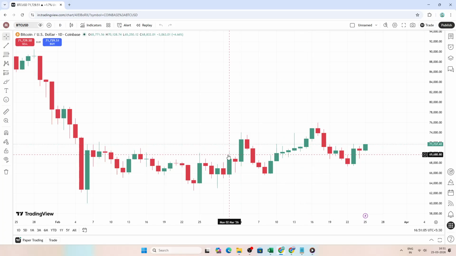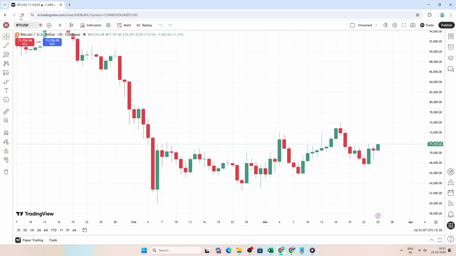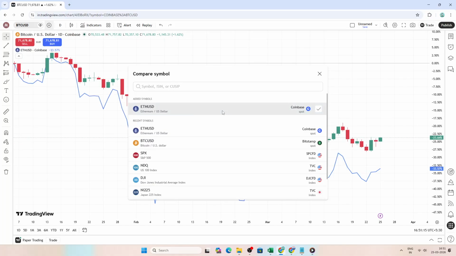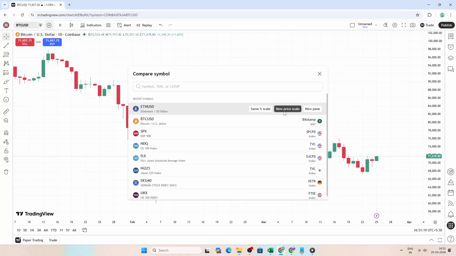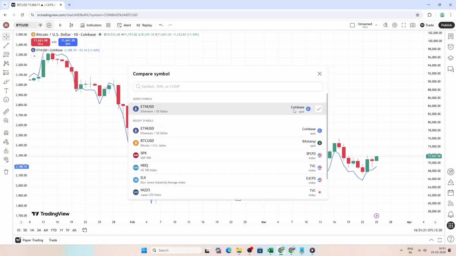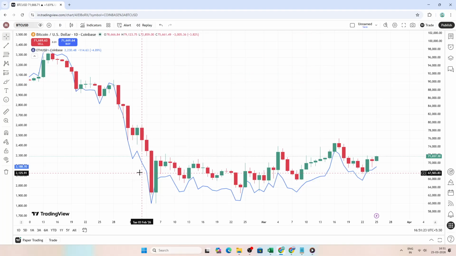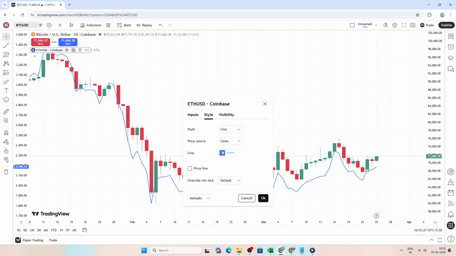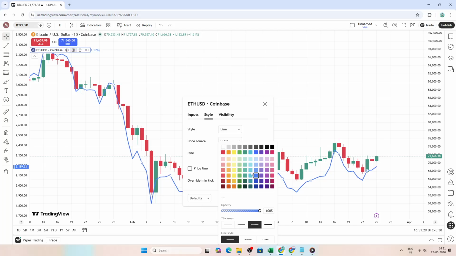Next, add the second symbol. At the top of the chart, click Compare or the small plus icon next to the symbol name. Then search and select your second instrument. Tradingview will overlay it on the same pane, so both move together over time. If the lines look too similar, change one line's color in the series settings so you can distinguish them at a glance. This overlay is the fastest way to spot divergence and convergence without jumping between charts.